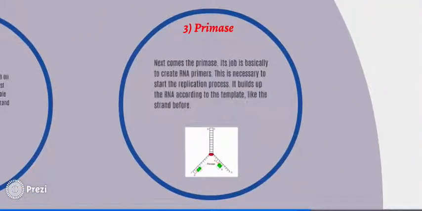Next comes the primase. Its job is basically to create RNA primers. This is necessary to start the replication process. It builds up the RNA according to the template like the strand before.